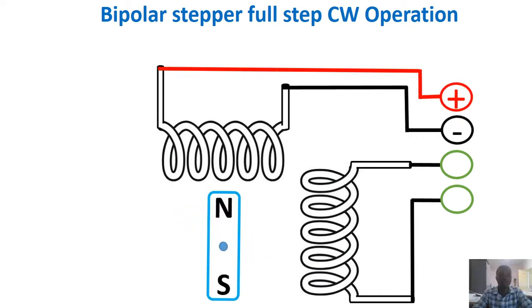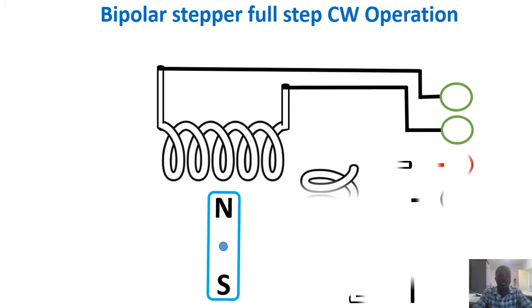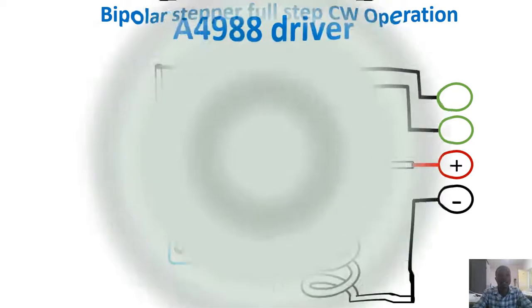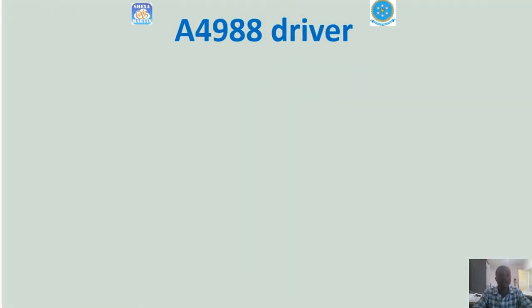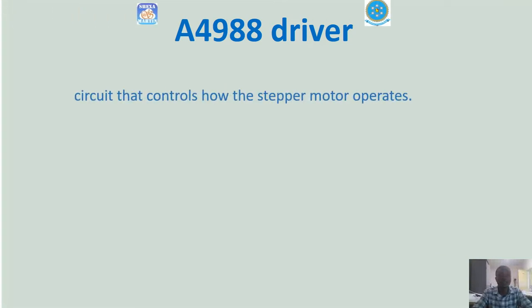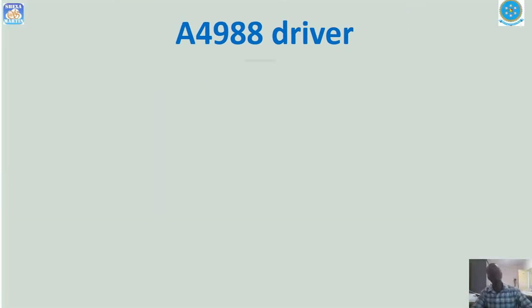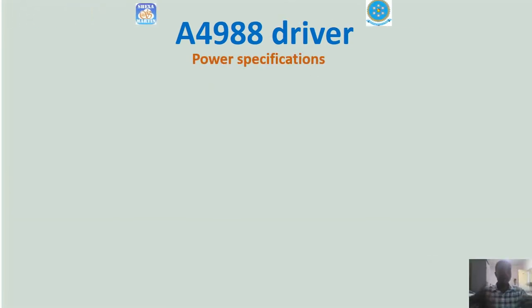And then here is how a bipolar stepper motor operates. If you power one of the coils in that way, then the magnet is attracted, the north pole is attracted to that coil, and that way it rotates one step in the clockwise direction. And then here is the A4988 driver, and so forth. It runs like that. Right, so that's it.